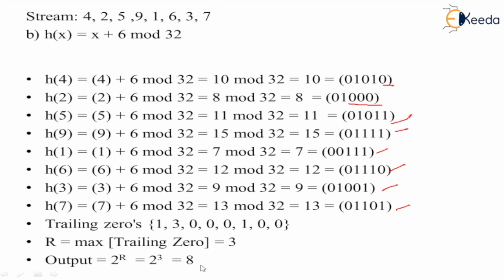So we got 16 with function 1 and 8 with function 2. We will find the median between these two functions. That's how we get the number of distinct elements in a given stream.